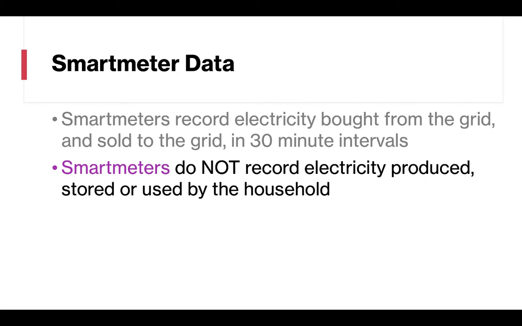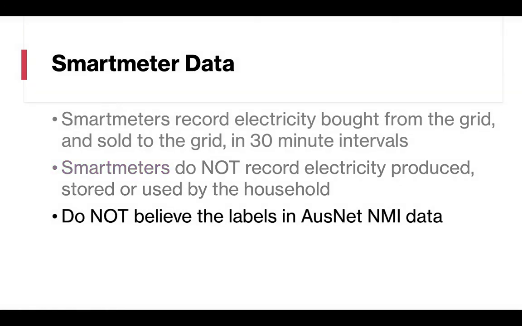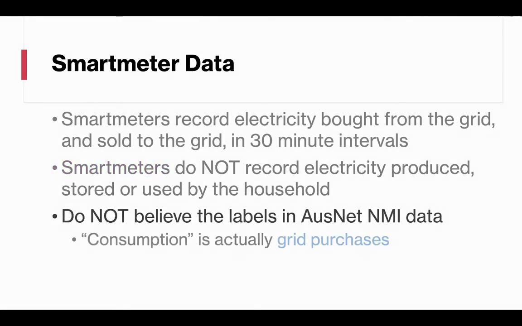From our side of the coin, the household, we've got a number of other things going on as well, not just sales and purchases with the grid. When you download your NMI data from AusNet, that little distinction is important to realise. Don't believe the labels that are in the data that you get. They use the title consumption for a whole bunch of their statistics. It's not consumption, it's not how much energy you use at all, it's how much you bought from the grid.